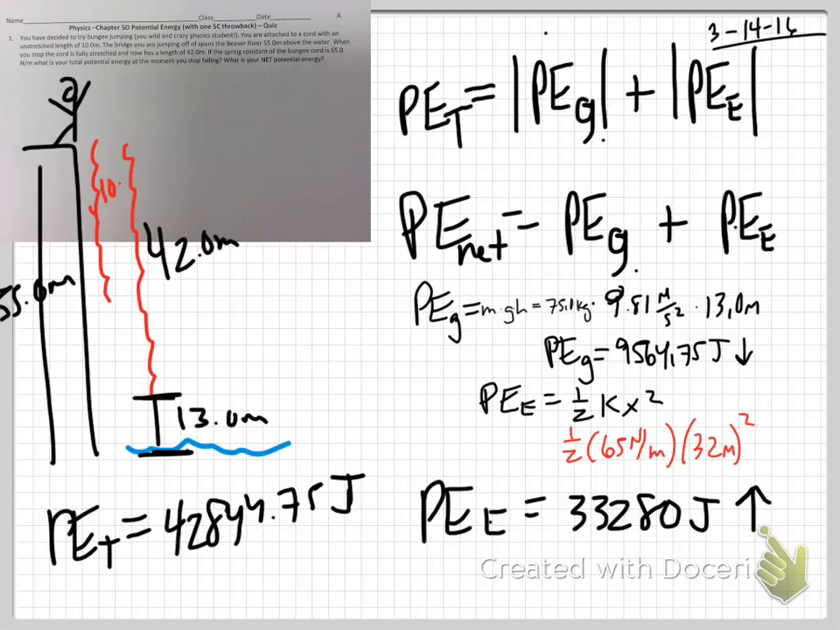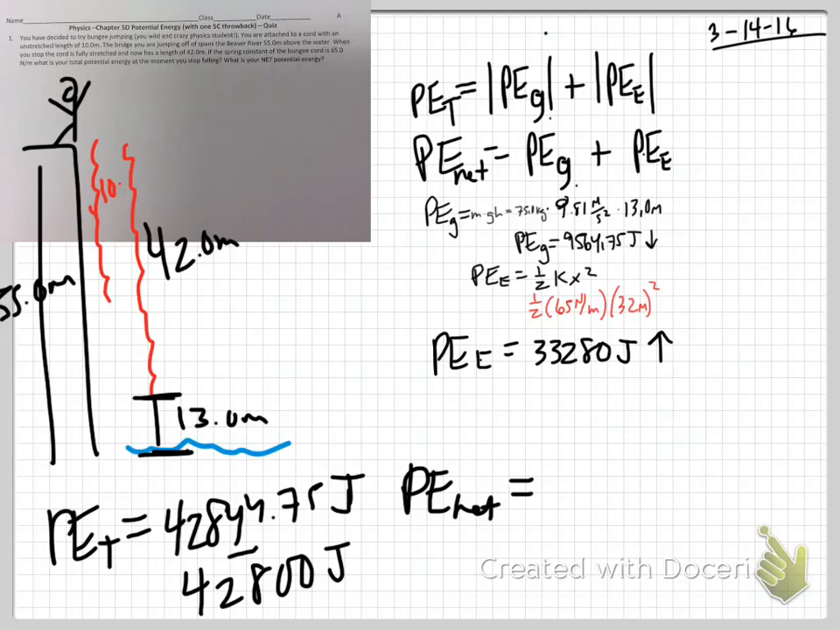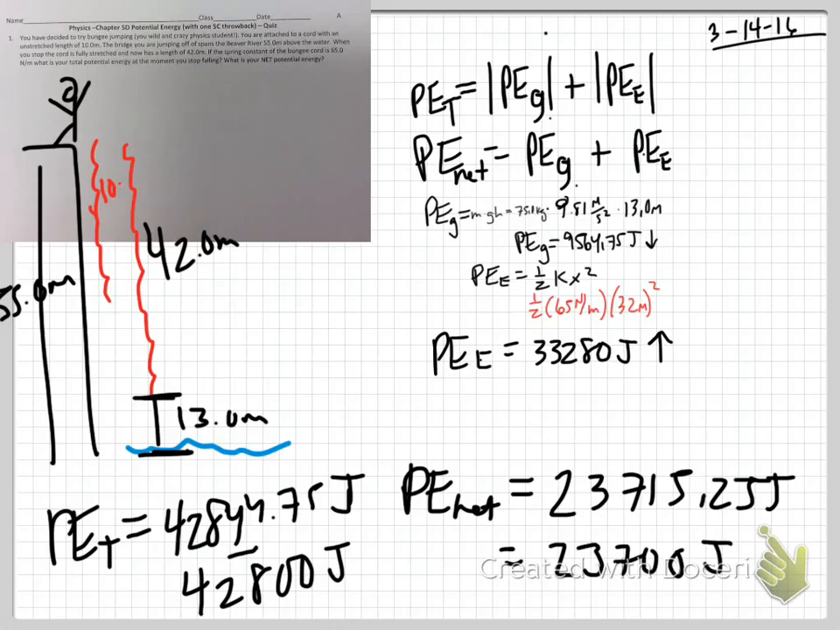When we sig fig that, we have 3 sig figs to work with, so it ends up as 42,800 joules for the total potential energy. Now, if we think about net potential energy as a separate thing, where we take the magnitudes because they're in opposition to one another, or we take the actual value into account, we end up with a net potential energy of 23,715.25 joules, and with sig figs that gives us a PE net of 23,700 joules. Okay.